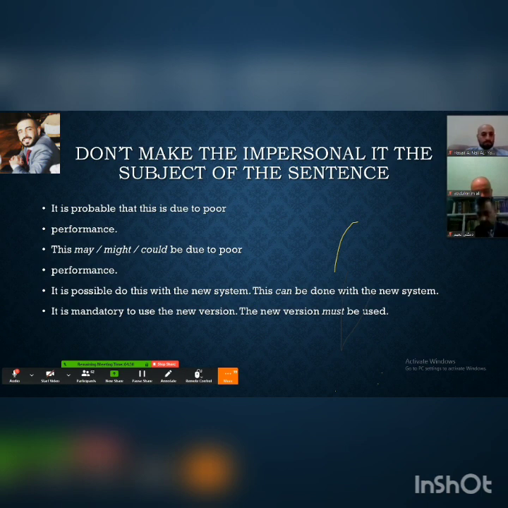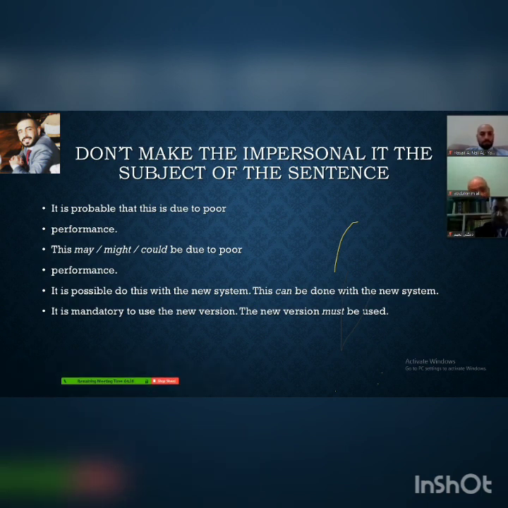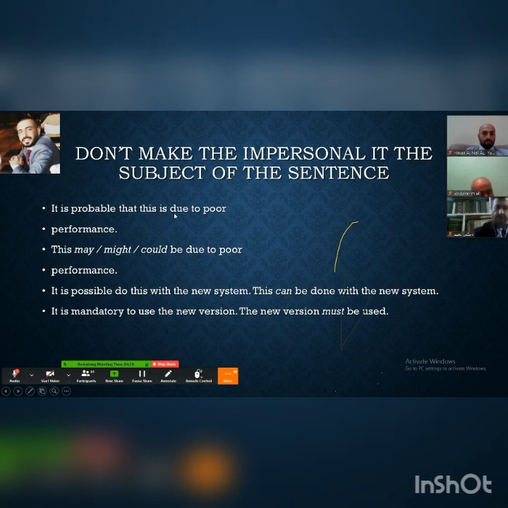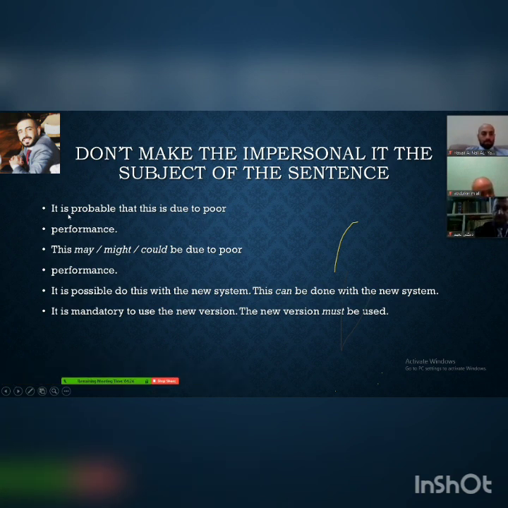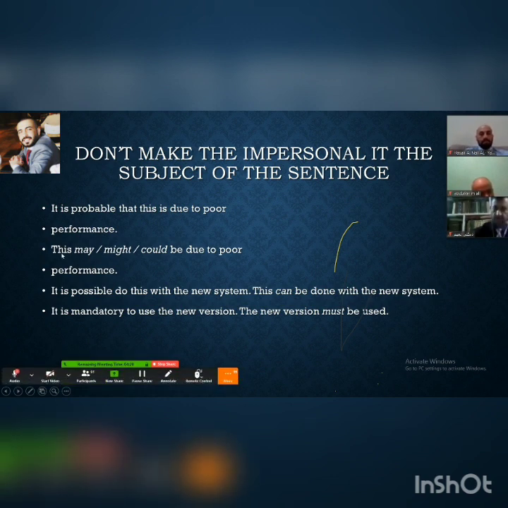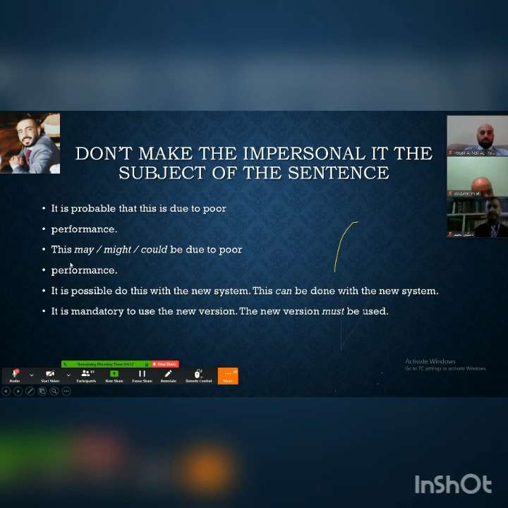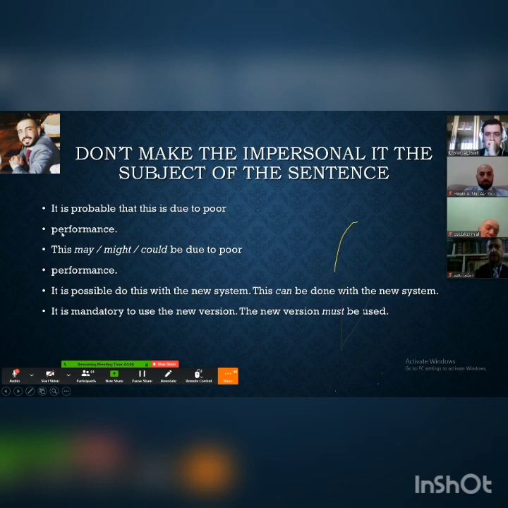Okay. So don't make the impersonal it the subject of the sentence. لا تستخدم it with the subject of the sentence. مثلا جملة it is probably that this is due to poor performance. ال subject هنا it. الأفضل حتى يعطي معنى أوضح: this may, might, could be due to poor performance. هذا النوع الجمل يعطي معنى reflects or reflection, more like it's going to be more strong than the personal pronoun it or impersonal pronoun it.